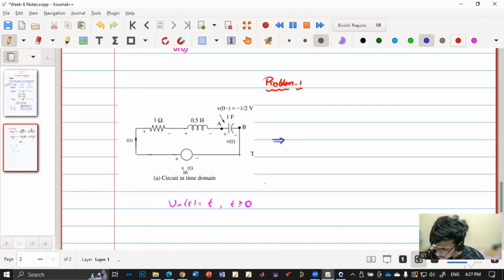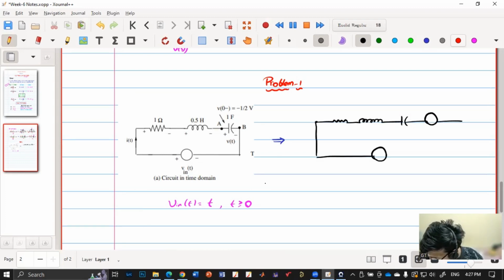So resistor is, first let me draw, then we'll write the S equivalents: R, L, then capacitor plus capacitor initial voltage, initial condition. Now the source. Now I'll write the S equivalent. I of t is I of S. V in of t is V of t, V of S. What is the value of V of S? That will come back after completing the circuit.